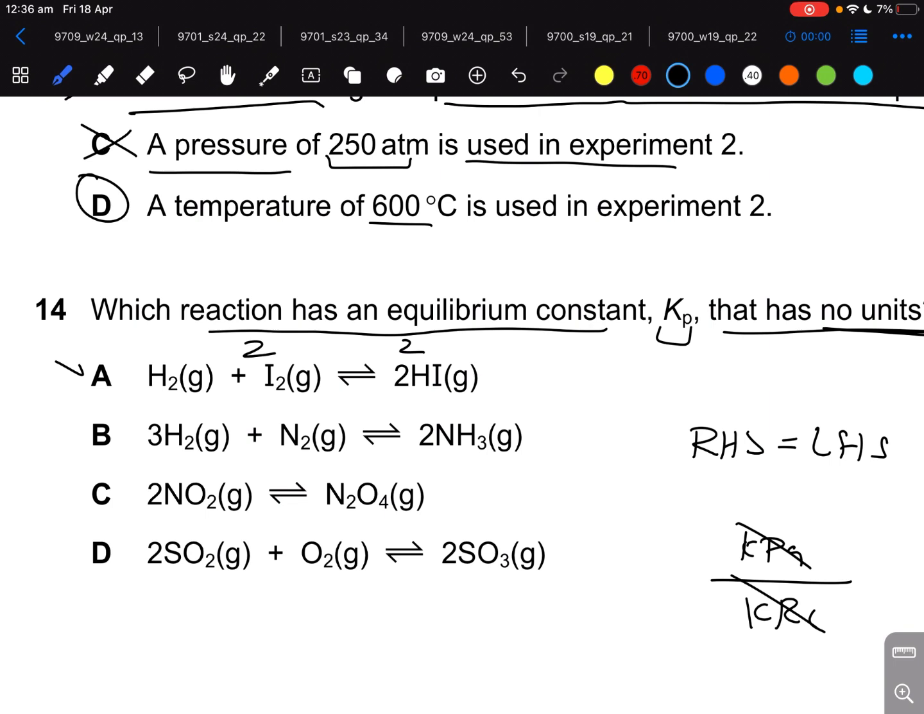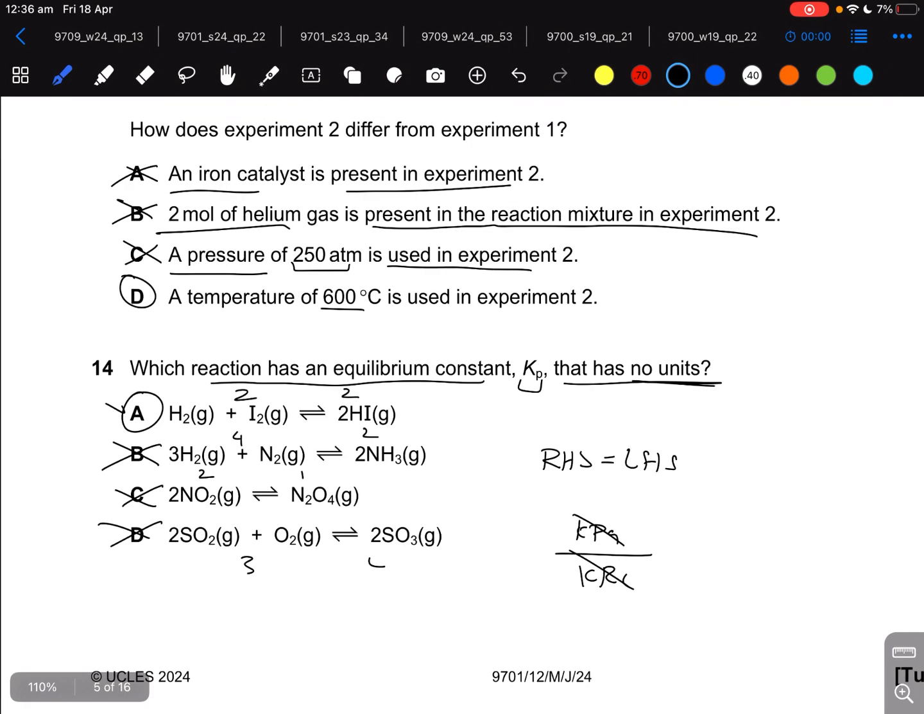Let's look at the other options we have. 3 here, 1, that's 4, here's 2, nope. 2 and 1, nope. 3 and 2, no. Easy question. That was like a buffer question.